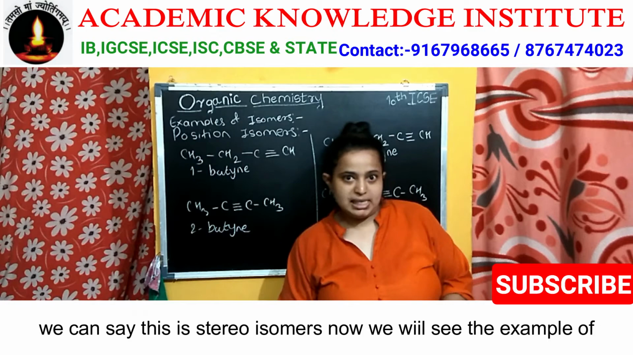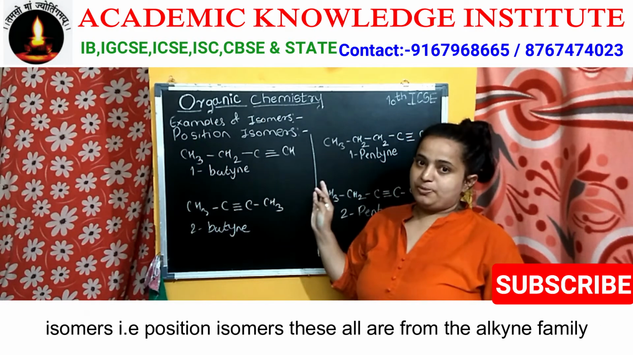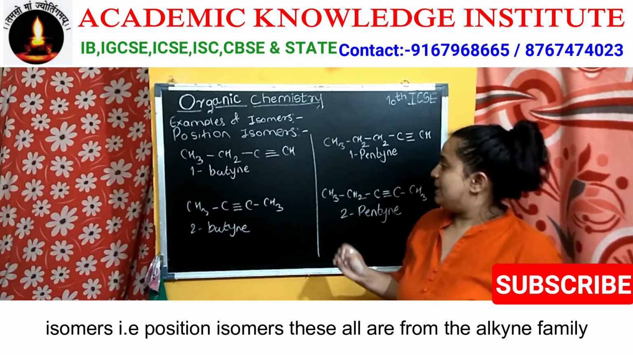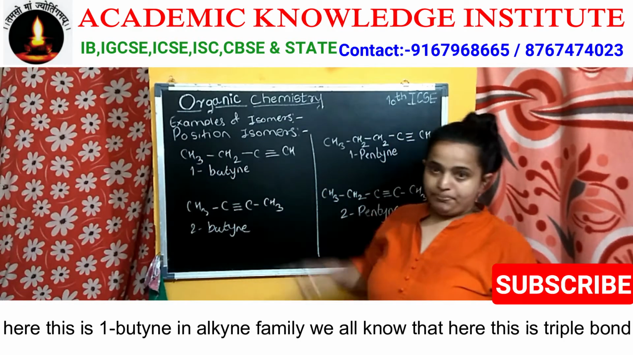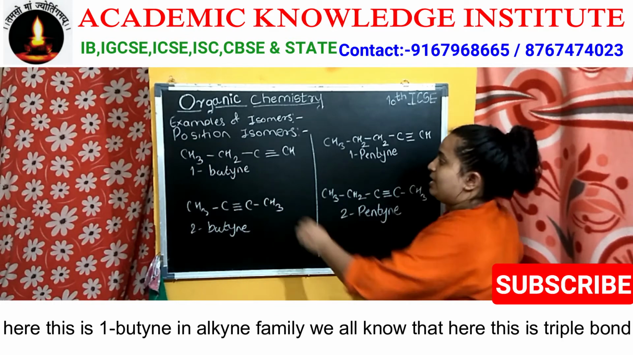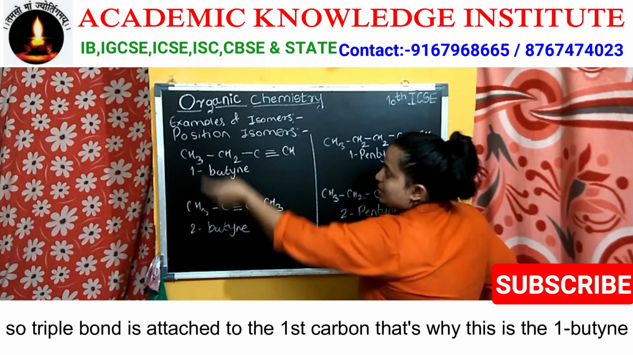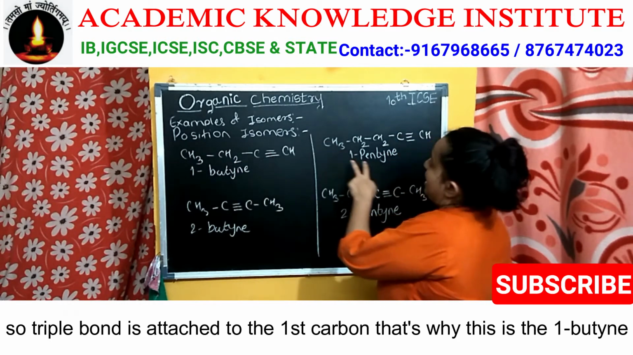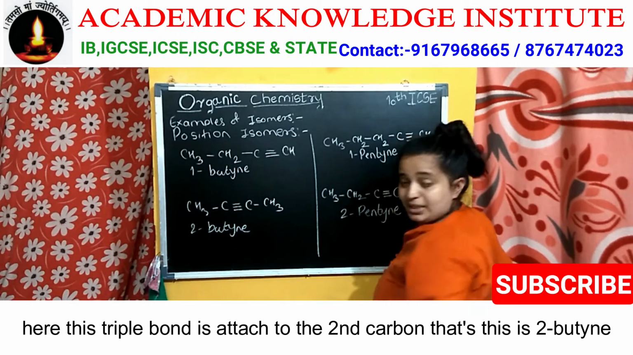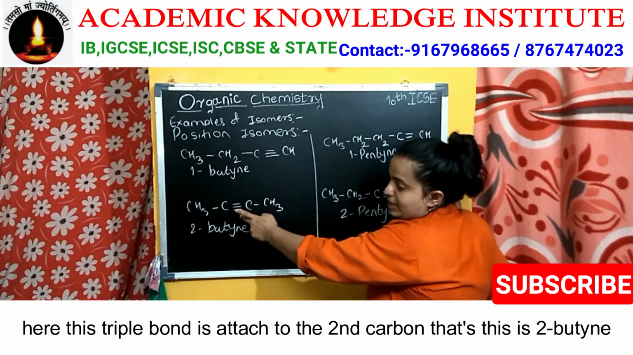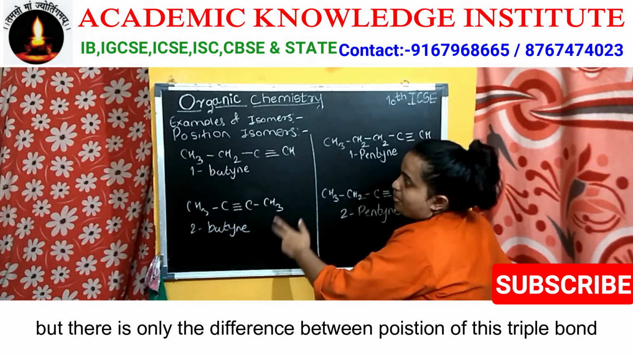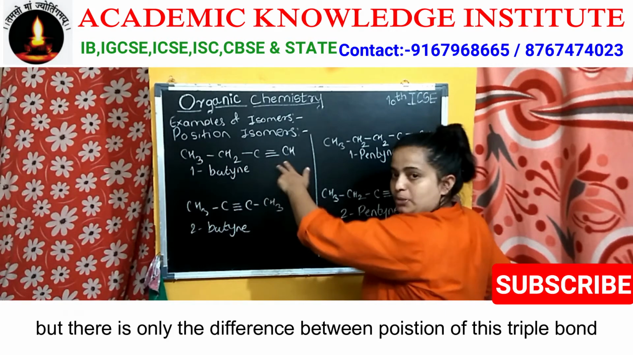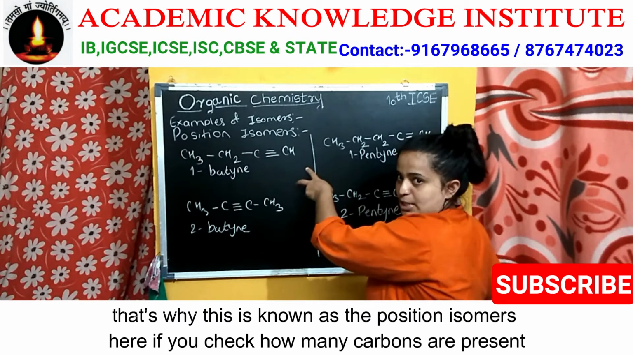Now we will see examples of position isomers. These all are from the alkyne family. Here this is 1-butyne. In the alkyne family we all know there is a triple bond. This triple bond is attached to the first carbon, so that's why this is 1-butyne. And here the triple bond is attached to the second carbon, so that's why this is 2-butyne. There is only a difference in the position of the triple bond. So that's why these are known as position isomers.